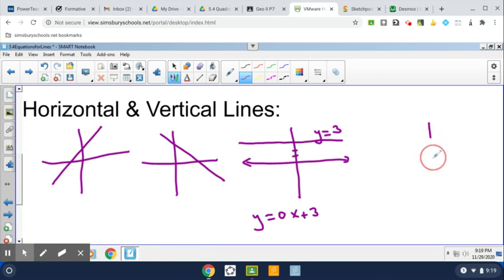Now the vertical line is always tricky. A vertical line would be like that, and I'm going to put a dotted line because in algebra 2 it's a vertical asymptote, and the equation will be x equals, for example, 3, assuming this is 1, 2, 3. So what you have to remember is a horizontal line is always y equals, a vertical line is always x equals.